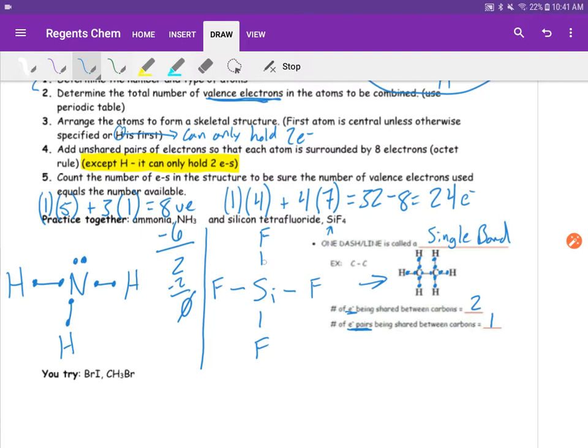Now, let's think. Silicon has 1, 2, 3, 4, 5, 6, 7, 8. Silicon's happy, but each fluorine only has 2. So I need 6 more for each. So start adding them in as lone pairs. 1, 2, 3, 4, 5, 6.